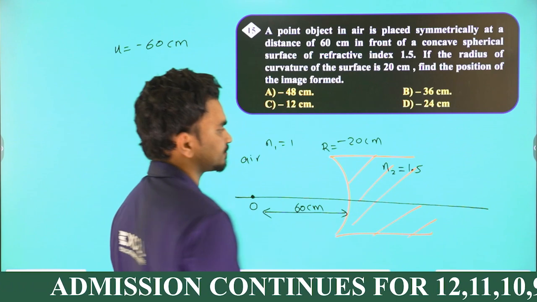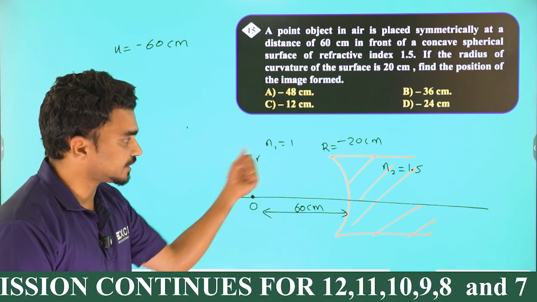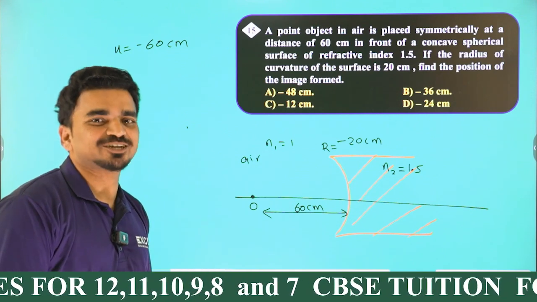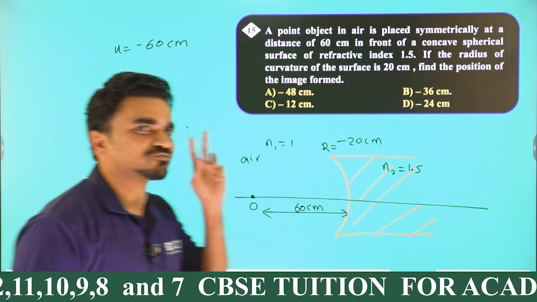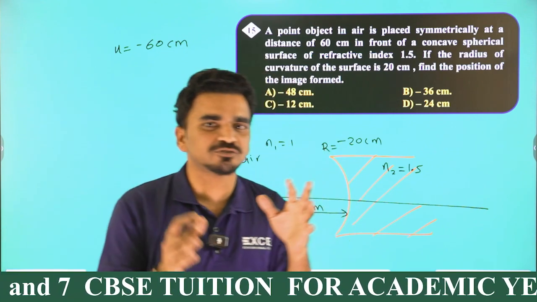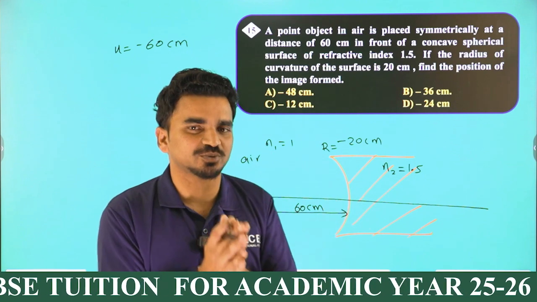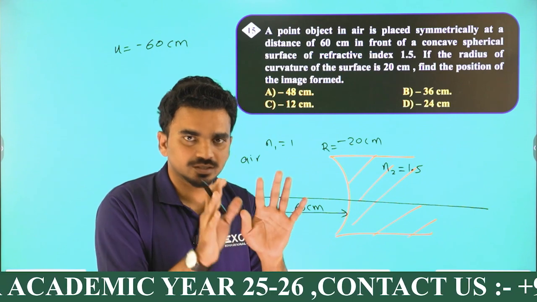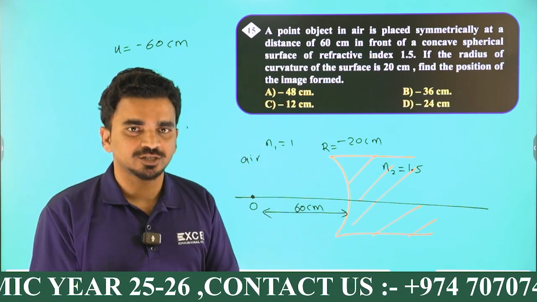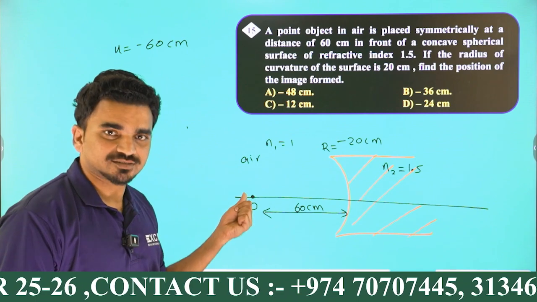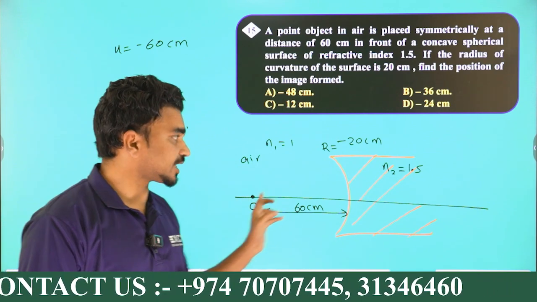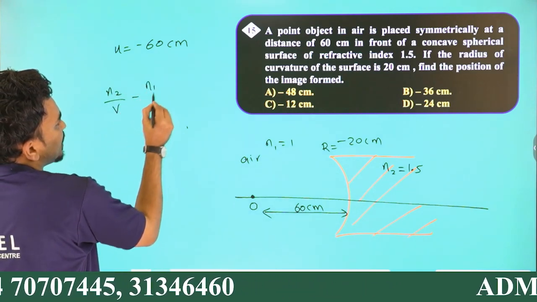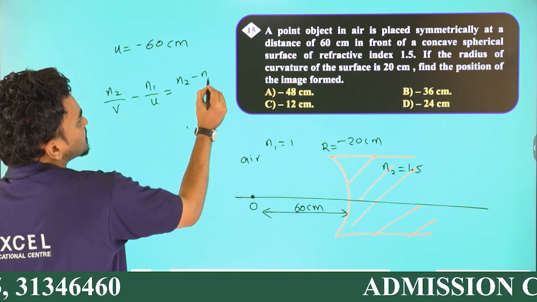The value of the radius is negative 20 centimeter. What formula comes to your mind related to this? Refraction of light through a spherical surface, obviously the curved surface formula. There are two types: one is used for rarer to denser, the other for denser to rarer. Which case is this? One case is the object in the rarer medium, the other is the object in the denser medium. Here the object is in air, a rarer medium, so light is going from rarer to denser. So I will use the normal formula: N2 by V minus N1 by U is equal to N2 minus N1 upon R.